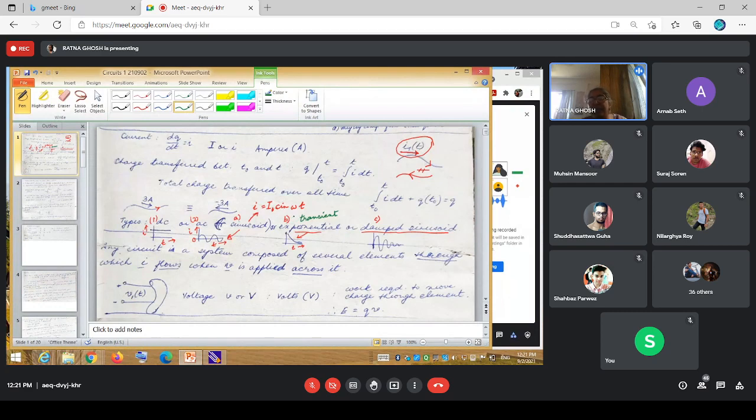You have it as a transient effect. I'm just talking about that. So this happens usually during the transients. So say there is a step change in the input, either in the input voltage or the input current, whatever be the input to the particular circuit. Due to that, there are exponential currents which get generated due to that change.